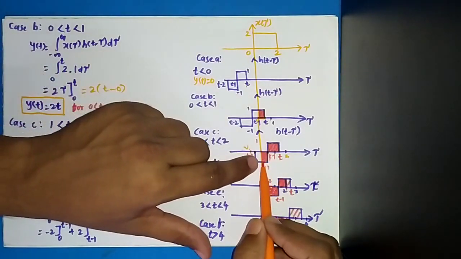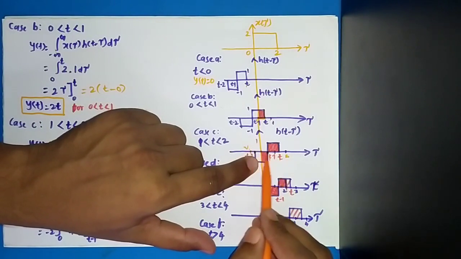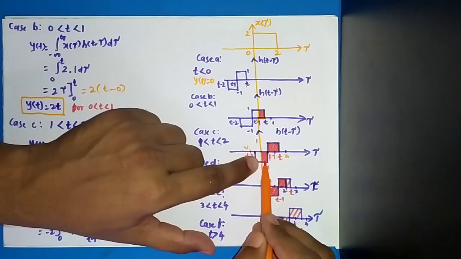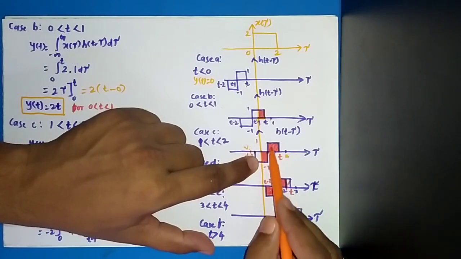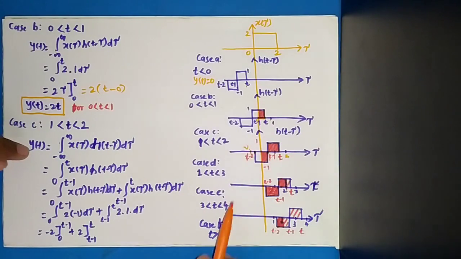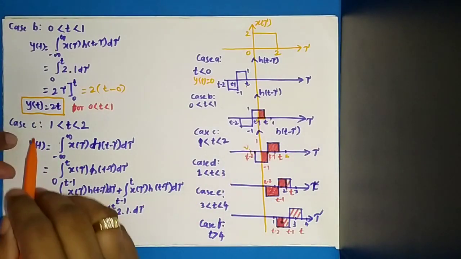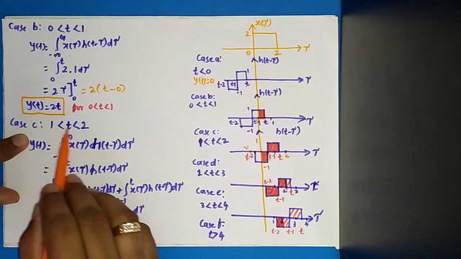So accordingly, what will be the region of overlapping? The region of overlapping is from 0 to t. Obviously, right? 0 to t. But since the h of t minus tau is having a different amplitude, that's why we will have two different integral terms. So how that happens, we see here. For case C, t is in between 1 and 2.